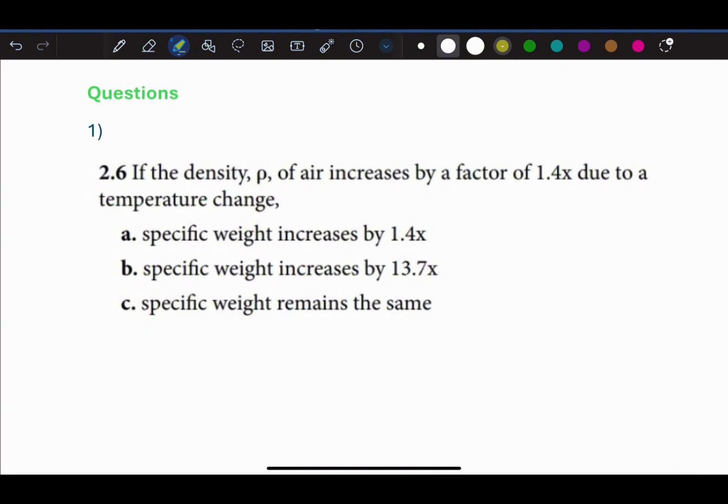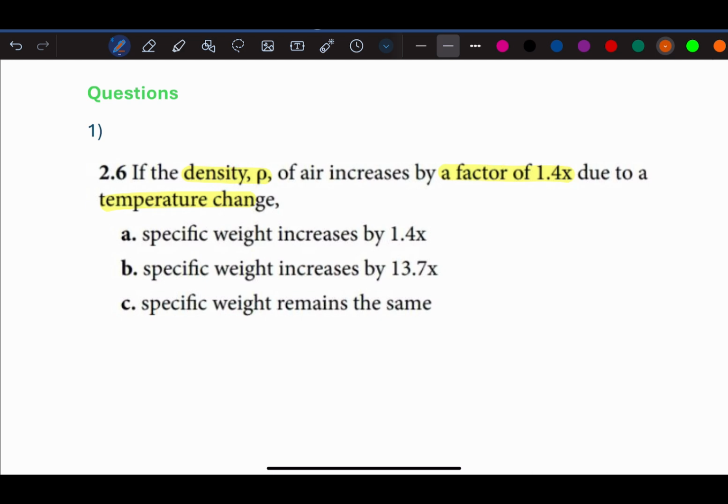The first question is about density. If the density rho of air increases by a factor of 1.4 due to temperature change, what will happen? We have three options. Specific weight increases by 1.4, increases by 13.7, or specific weight remains the same.